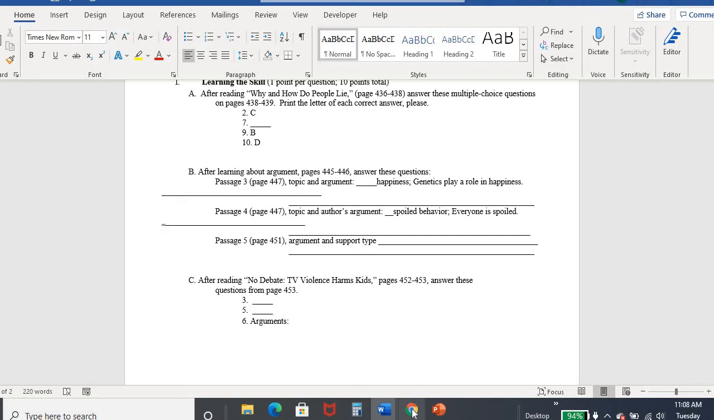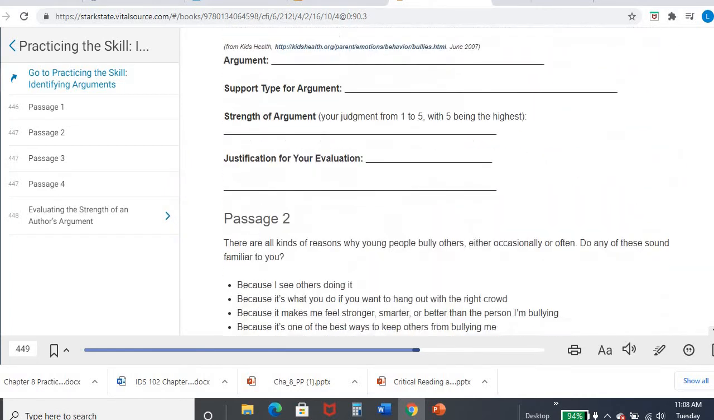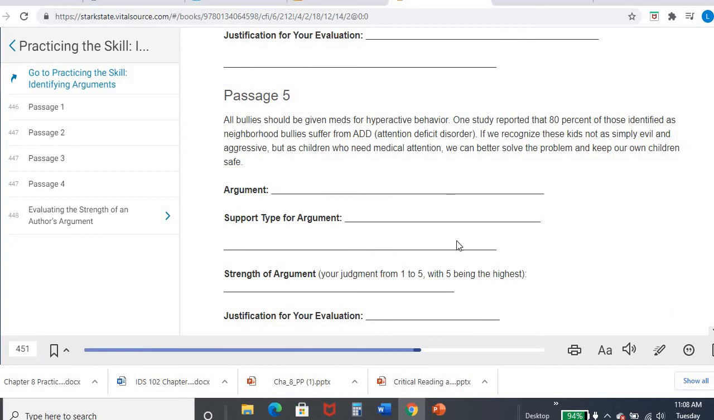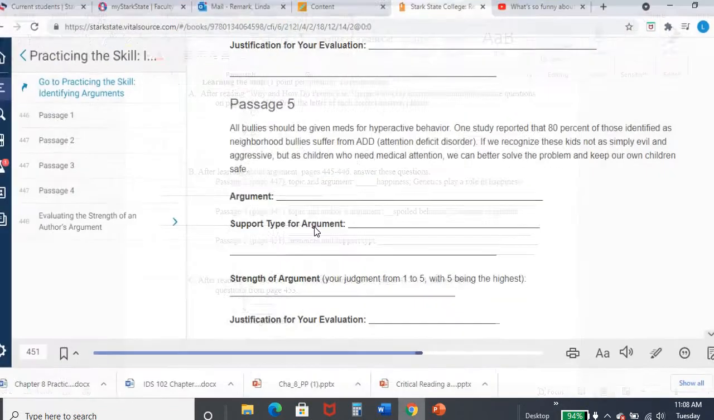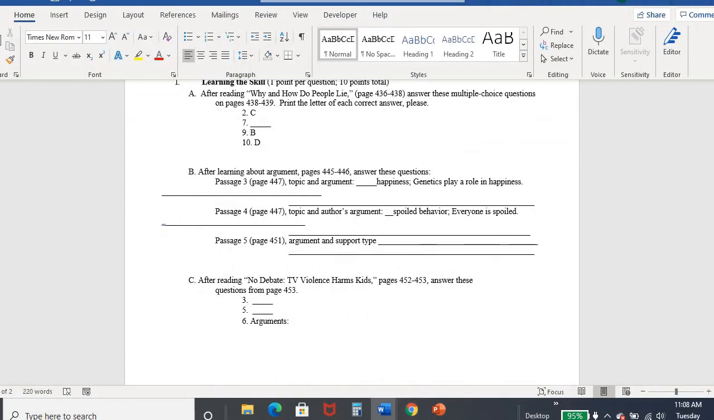You are now doing passage 5. For that, I would just scroll down. It's going to take a little bit of scrolling, but here it is. Passage 5, and you're not going to answer all 4 of these. You are just answering the argument and support type. So what is the point the author is trying to make, and how did they support their argument? Did they give facts, statistics, examples, witnesses, observations? That's what you're doing for passage 5.